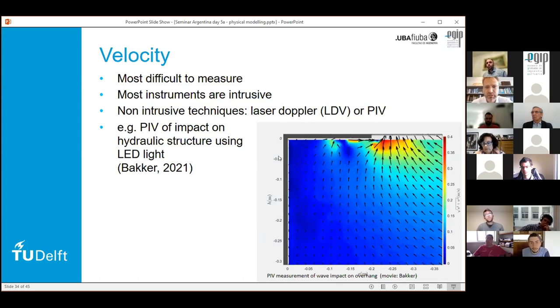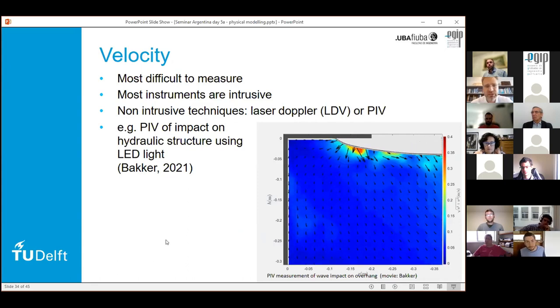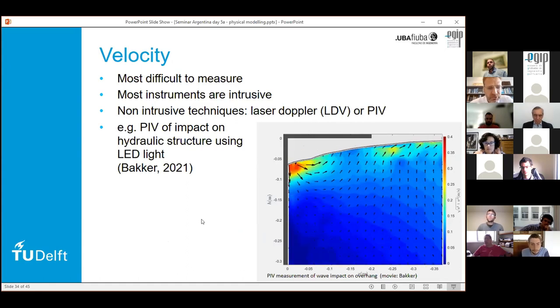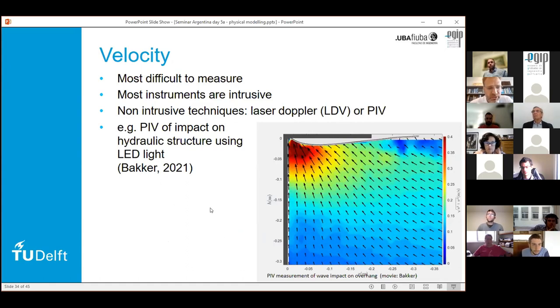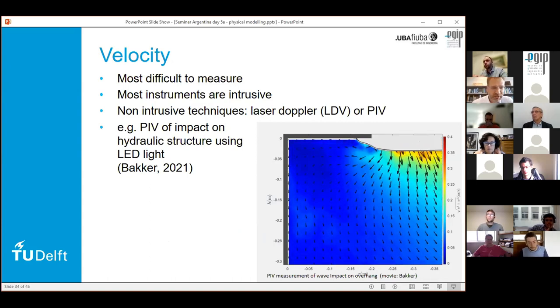So here, boom, the velocity stops after the impact. It is possible to do this, but it's a lot more work. This is actually only for the measurement. You need one master student of 8 months to do the measurements. It is not something you just plug in and play.